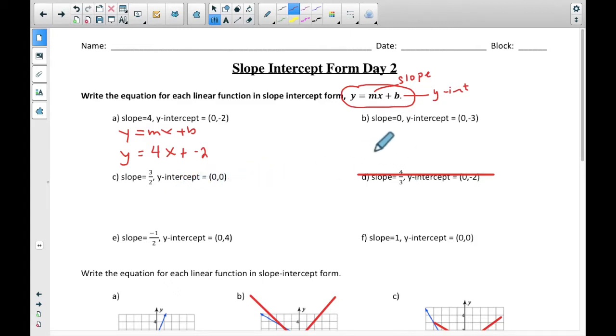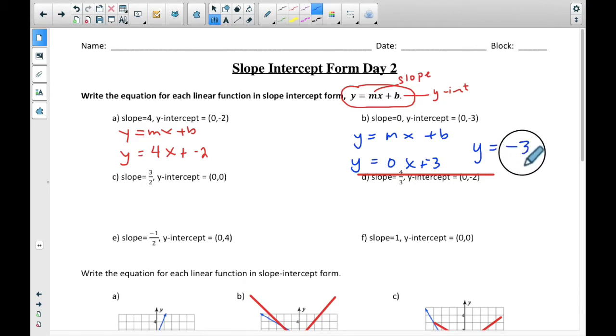Let's try another one. Again, it's y equals mx plus b. We leave our y there, we leave our x there, and we just put in the numbers for the slope and the b. So the slope is 0, and the b is, again, negative, so we say plus -3 or -3, whatever. Now, 0x, 0 times anything is 0. So our actual answer is just y equals -3.